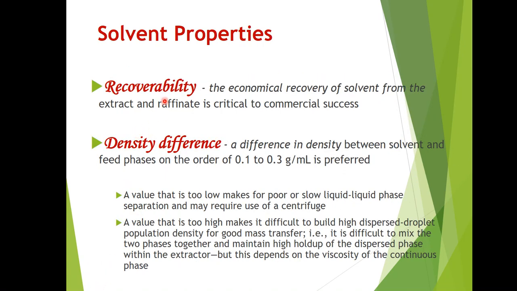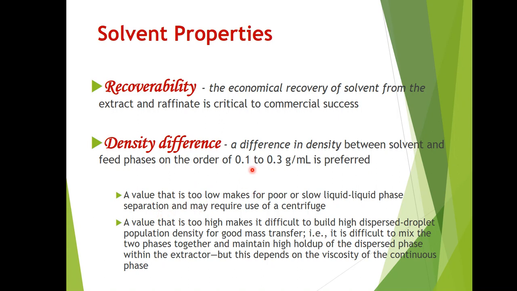Then we have recoverability. Since we want to recover our solvent so that it will be economical for the process, your solvent should be recoverable. Okay? Then if we have considered viscosity, we also need to consider density difference between the solvent and the feed phases. This difference in the solvent density and that of the feed should be in the range 0.1 to 0.3 grams per ml. This is the preferred range of difference for the density of the feed and the solvent.